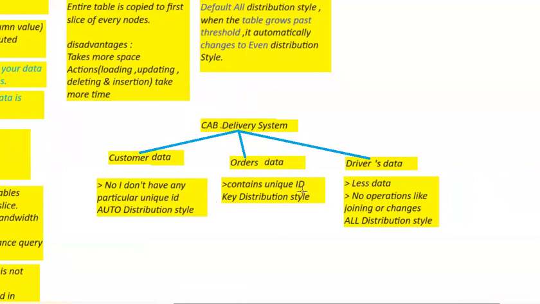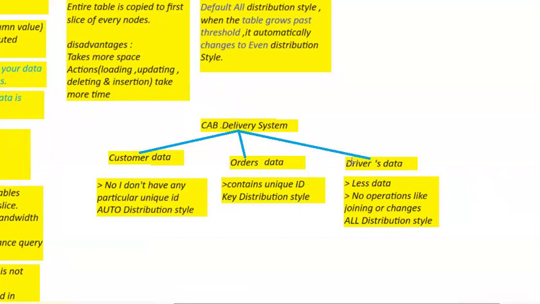In the key distribution style, what happens? Our data is identified by using a distribution key. We can take our unique ID as the distribution key here, and we can easily find the data for a response by using this unique key or distribution key.